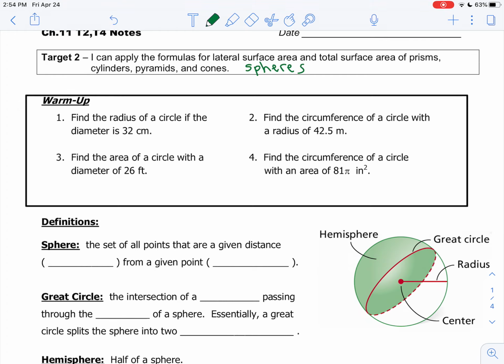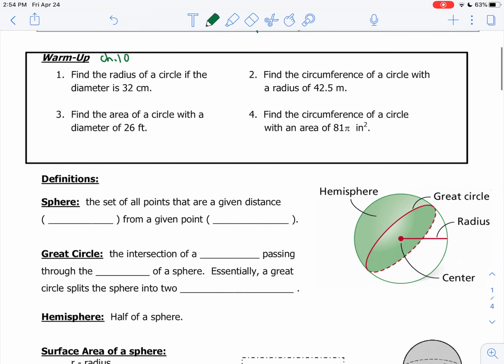These are actually Chapter 10 questions. If you want to pause the video and try those, you can. If not, just sit back and enjoy the ride.